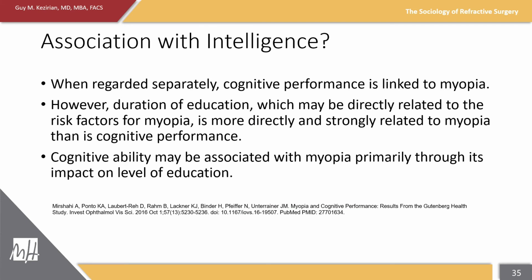There's been some interesting questions asking if myopia is associated with intelligence. Do people who wear glasses have a higher IQ? When regarded separately, cognitive performance does seem to be linked to myopia. However, it's probably more due to the duration of education, which may directly relate to the risk factors for myopia, and it's probably not that intelligence causes myopia, but that maybe those who are motivated intellectually read more and develop more myopia.